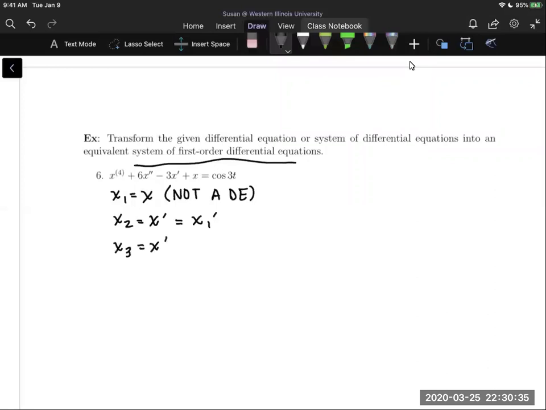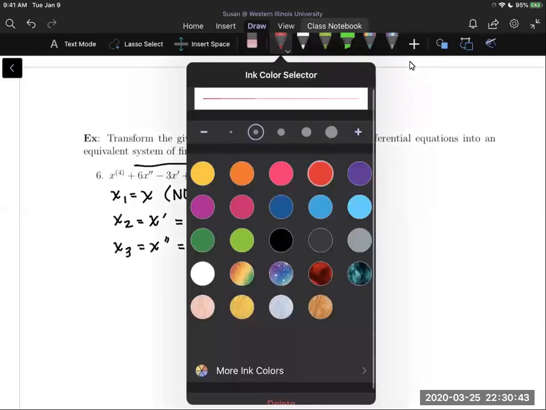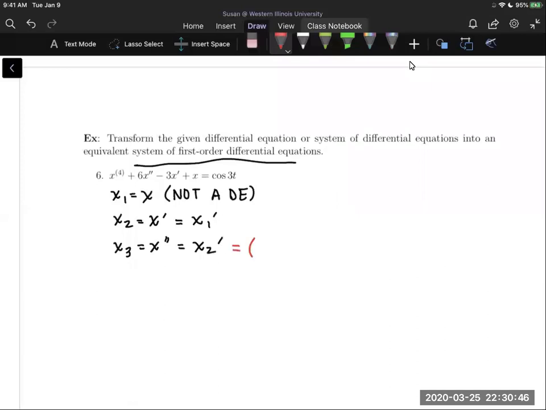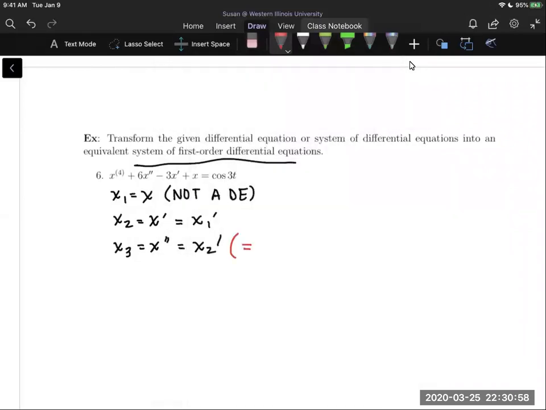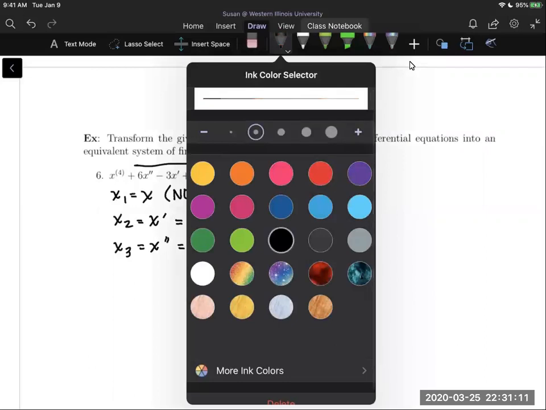x3 is going to be the second derivative, which is the first derivative of x2. I will note that yes, this is the second derivative of x1, but I don't actually care about that because I'm trying to set up systems of first order derivatives. So this doesn't really help me. While it's a true statement, it's not helpful.